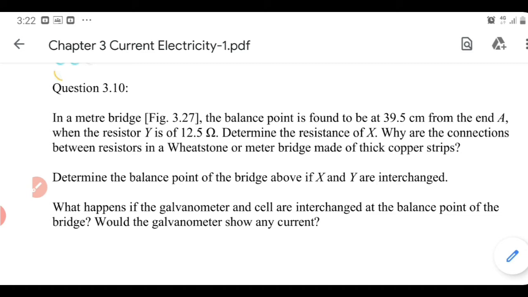What happens if the galvanometer and cell are interchanged at the balance point of the bridge? Would the galvanometer show any current?